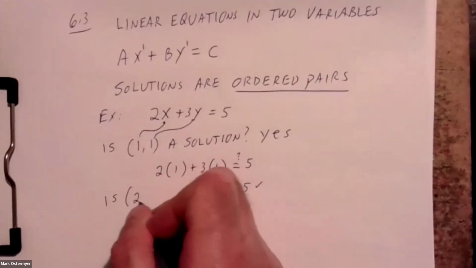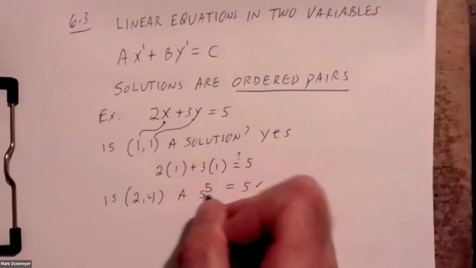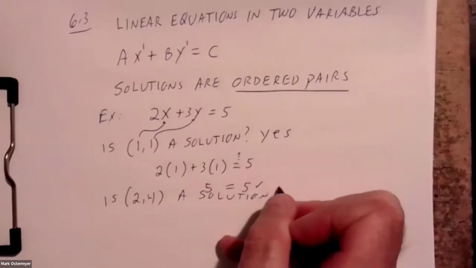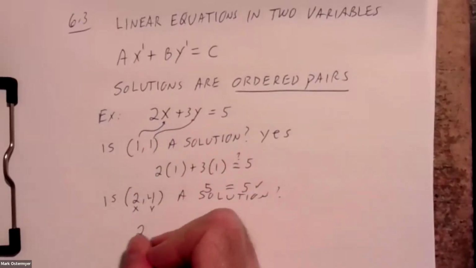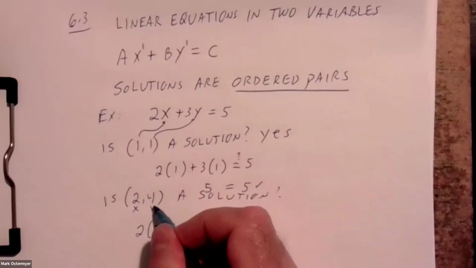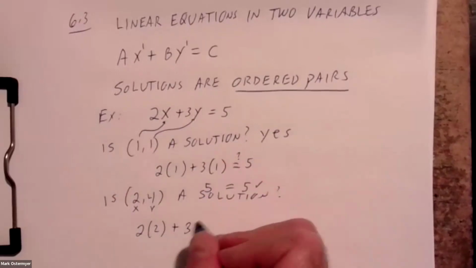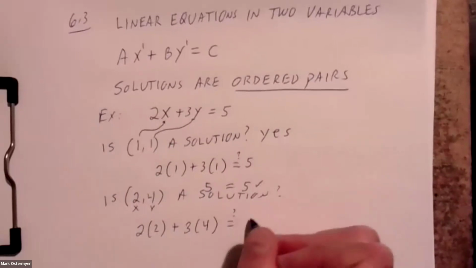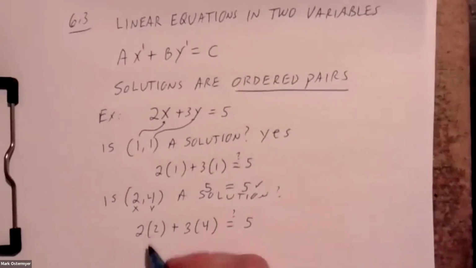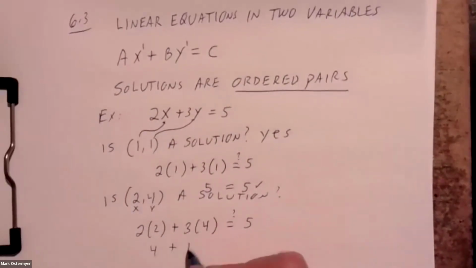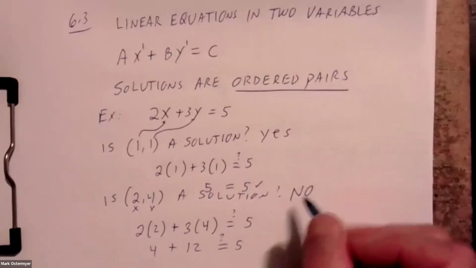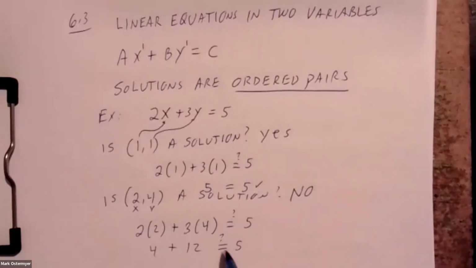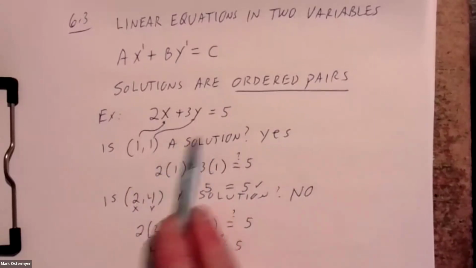Let's try another one. Is 2, 4 a solution? To find out, we replace the x variable with the x coordinate of 2. The y variable gets replaced with the y coordinate of 4. And then we ask ourselves, is this a true or false statement? 2 times 2 is 4. 3 times 4 is 12. Is 4 plus 12 equal to 5? The answer is no. So 2, 4 is not a solution to this linear equation.